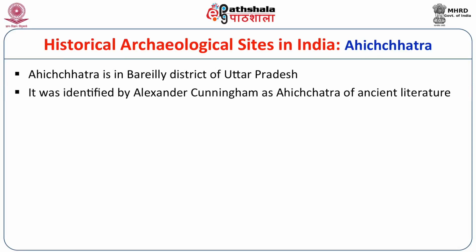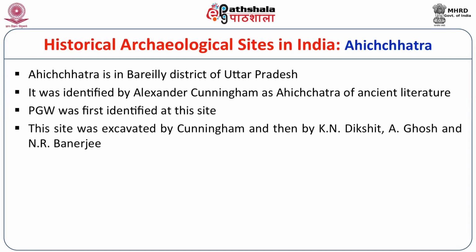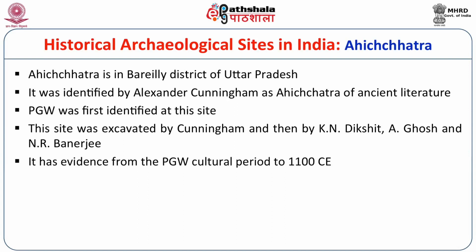It was identified by Alexander Cunningham as Ahichchhatra of ancient literature. Painted Grey Ware was first identified at this site. This site was excavated by Cunningham and then by K.N. Dikshit, A. Ghosh and N.R. Banerjee. It has evidence from the Painted Grey Ware cultural period to 1100 CE. It has also yielded evidence for a rampart of the Painted Grey Ware cultural phase. This is one important site.